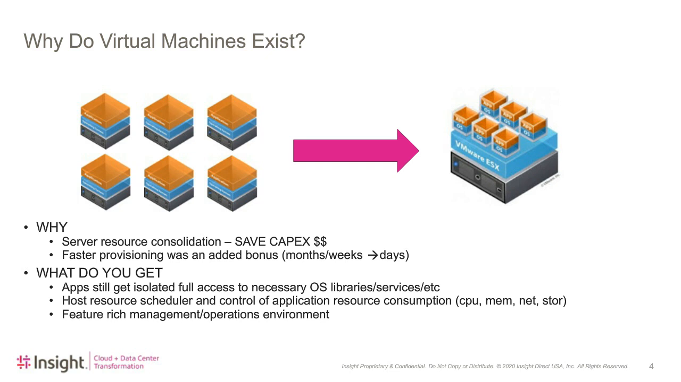We're buying less servers because we're using what we have more efficiently, and we can also distribute that workload out there. Faster provisioning was added as kind of a benefit. What maybe was months or weeks of provisioning a server, deploying it, installing it, that cut down to days. And what you got was apps still get isolated at full access to the necessary libraries, services, host resource schedulers, and control of application resource consumption. And you got a lot of feature-rich management and operation tools to go along with that.